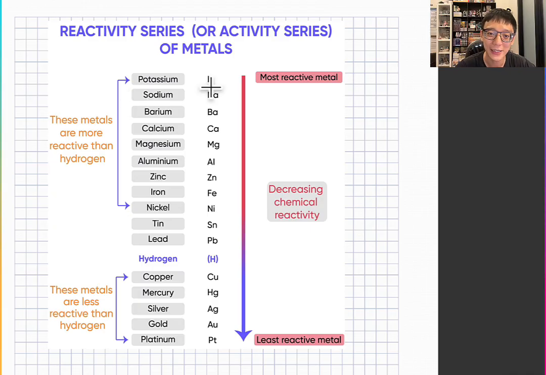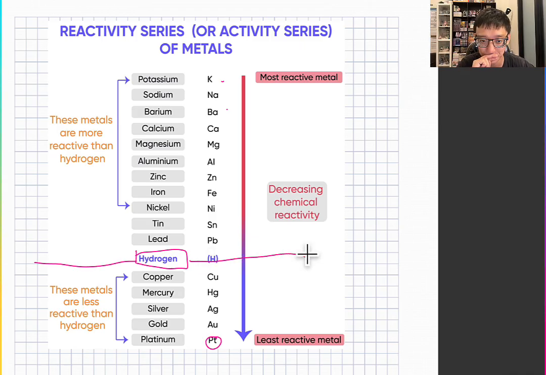Here we see the descending order of the reactivity series of metals. We have potassium, one of the most reactive metals, then sodium, barium, calcium, and so on. Down at the bottom we have platinum as the least reactive metal in this list. Hydrogen is not a metal here, but it serves as a baseline, so at the moment you can kind of ignore it.